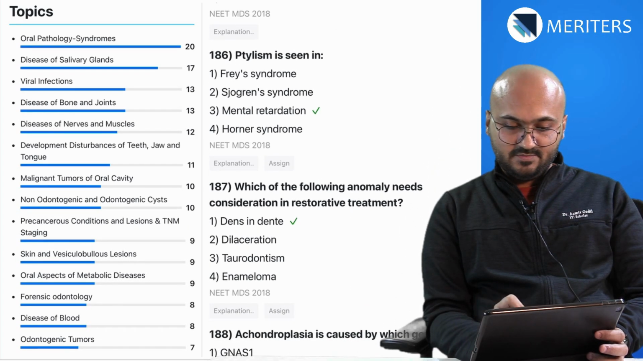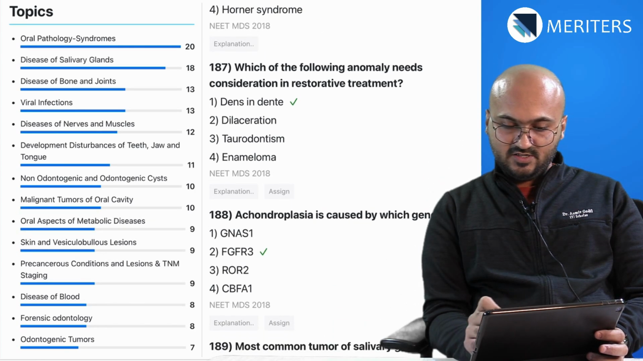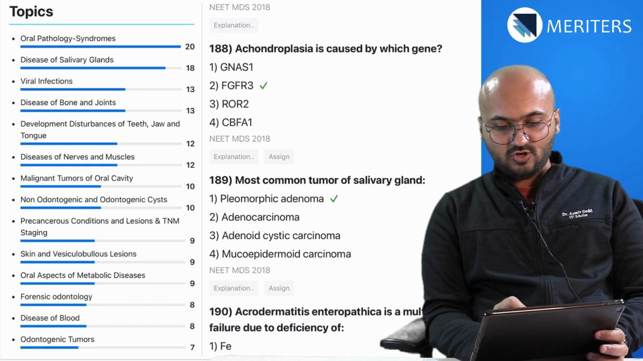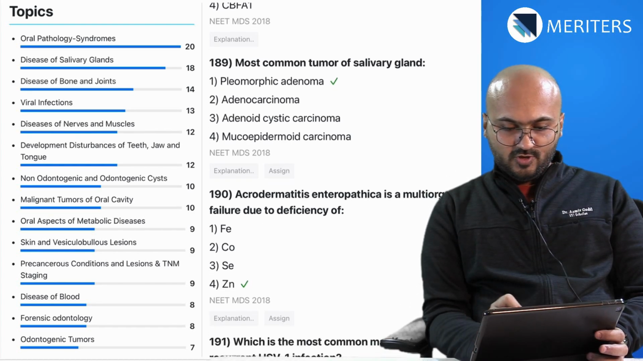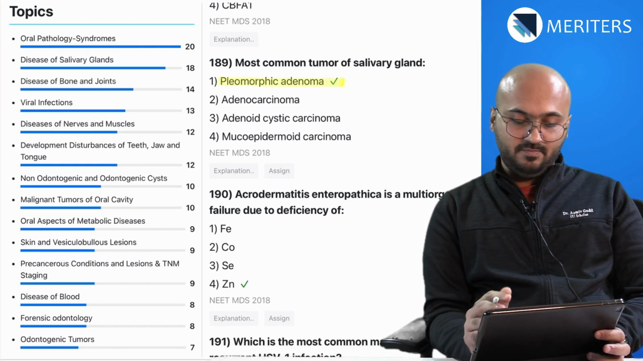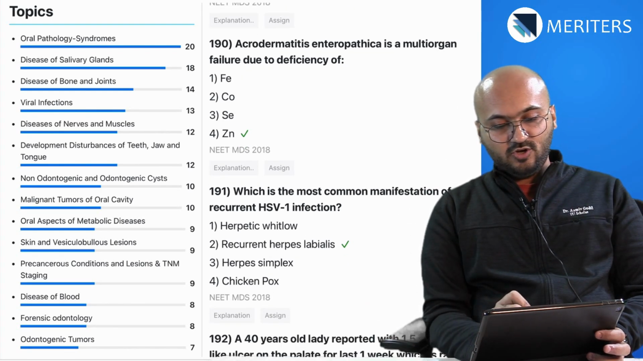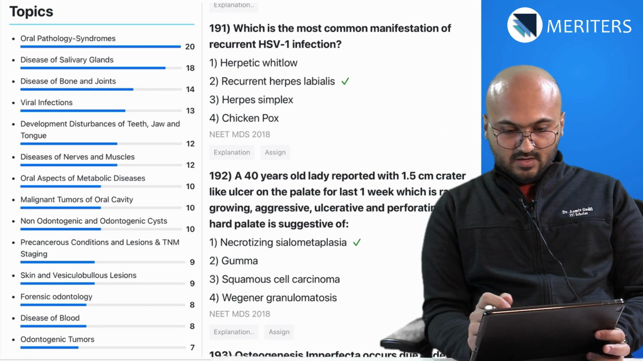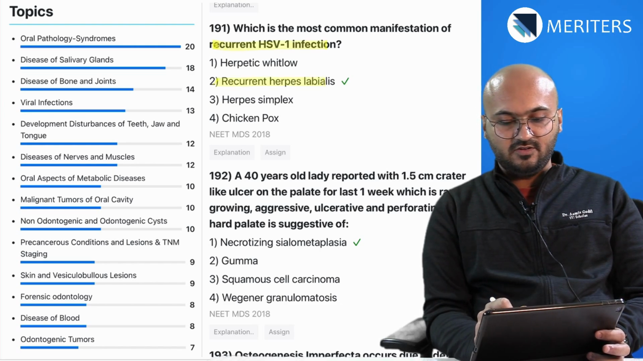Increased salivation or ptyalism is seen in mental retardation. Which of the following anomalies needs consideration in restorative treatment? Because dens invaginatus is complex, so endo is difficult. Achondroplasia is caused by the FGFR3 gene. Most common tumor of salivary gland, pleomorphic adenoma, third time repeat. Acrodermatitis enteropathica is a multi-organ failure due to zinc. First time. Which is the most common manifestation of herpes simplex infection? Recurrent herpes labialis.